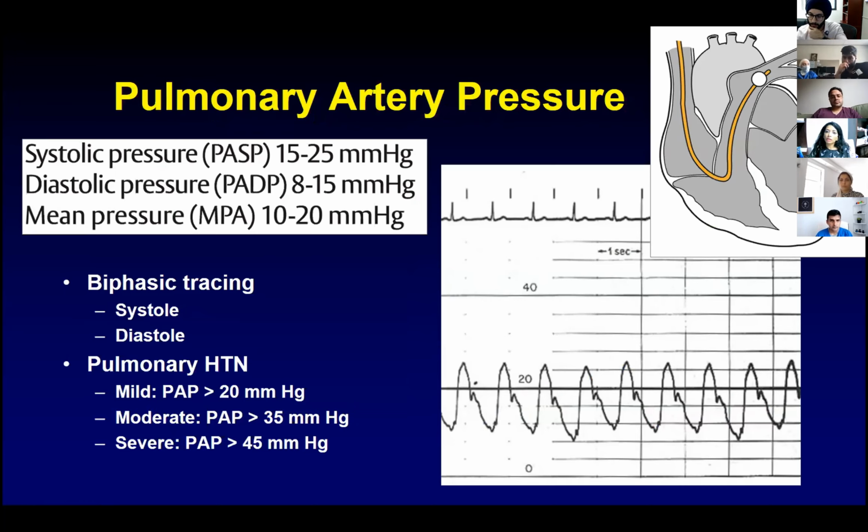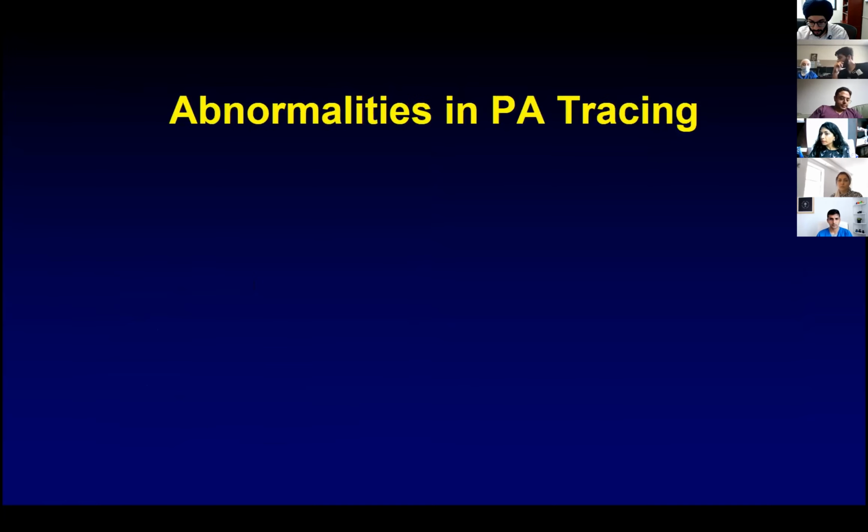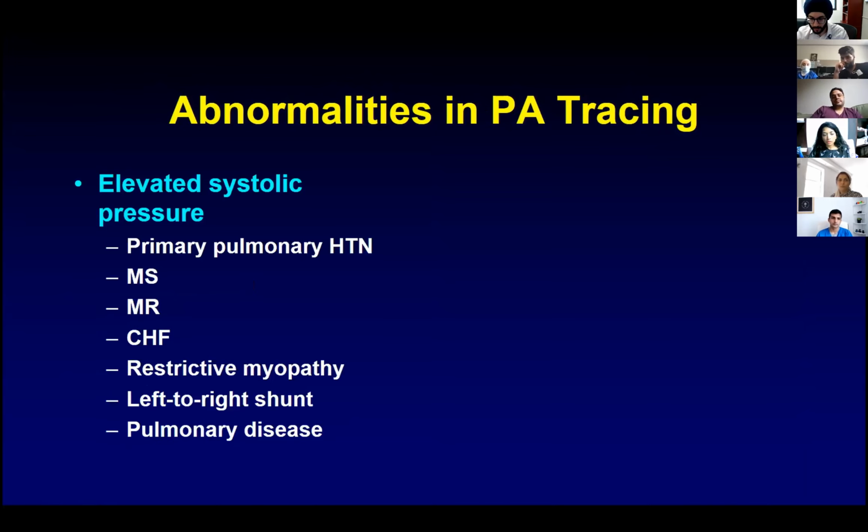Coming to the pulmonary artery pressure, normal systolic pressure is 15 to 25, diastolic pressure is 8 to 15, and the mean PA pressure is 10 to 20. Again, this is an arterial waveform, so it's going to be biphasic. You'll see a systole and diastole. Mild pulmonary hypertension is a mean PA pressure greater than 20. Now, abnormalities in the PA tracing.